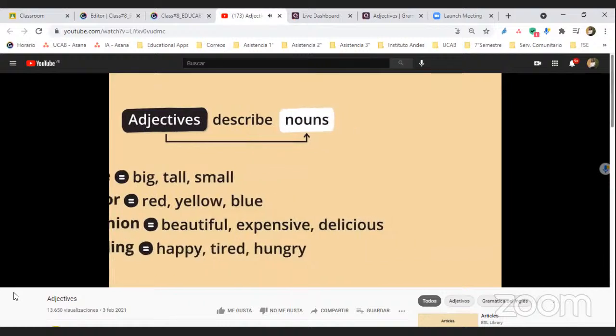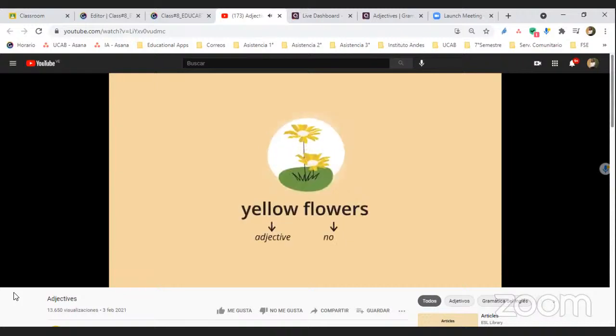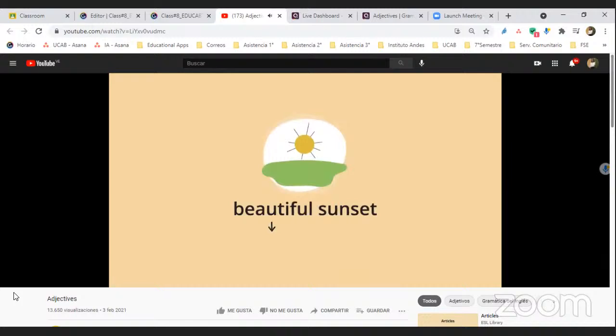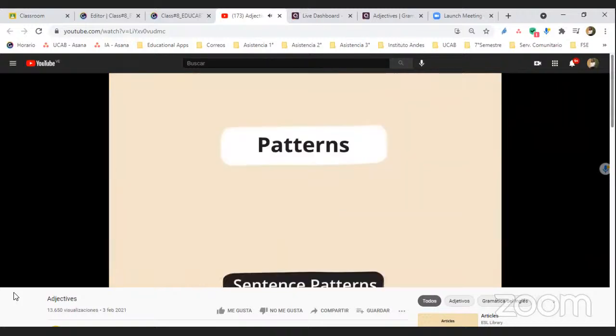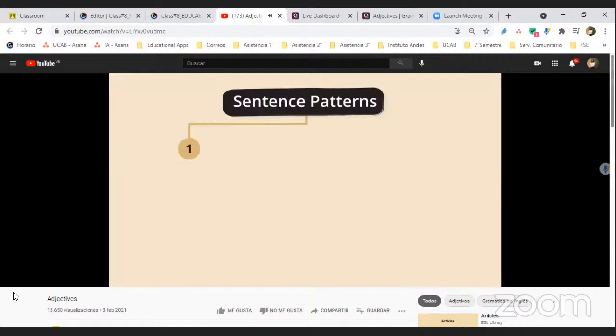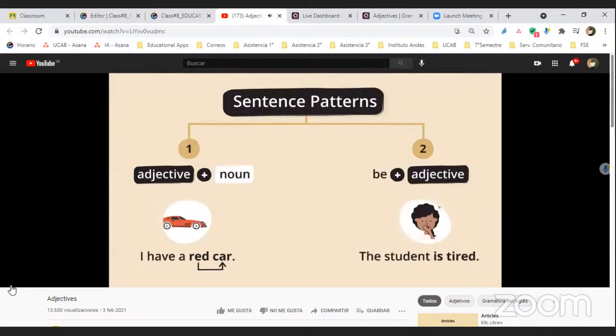For example, big cookie. yellow flowers, beautiful sunset, hungry dogs. There are two common sentence patterns for adjectives in English. The first pattern plus noun. For example, in the sentence, I have a red car, comes before the noun car. Red pattern is be plus adjective. In this pattern, the adjective follows the be verb and describes the subject noun in the sentence. For example, in the sentence, the student is tired.